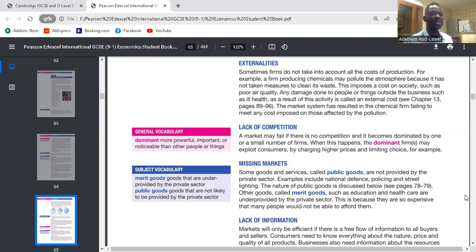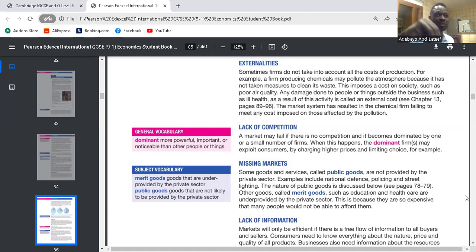Example is street lights. So if a private sector business makes street lights, who is going to pay for it? Can they stop anybody from using it? No. That's what we call free rider problem. Do you understand? So because of the free rider problem, government must intervene. Government is the only system that would not put you into duress for using the street lights. It's for the society. So that is what they are saying about the missing market.